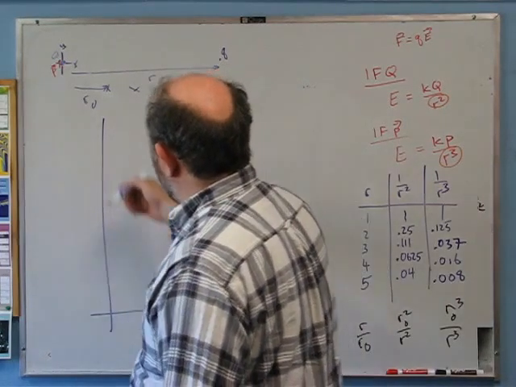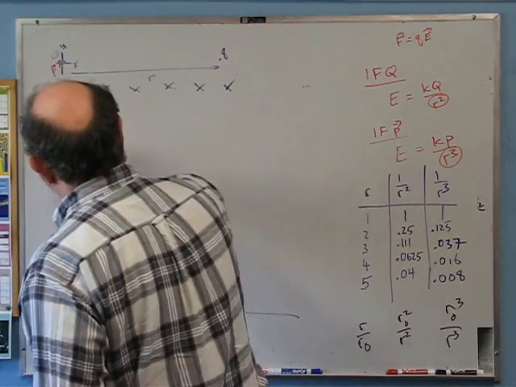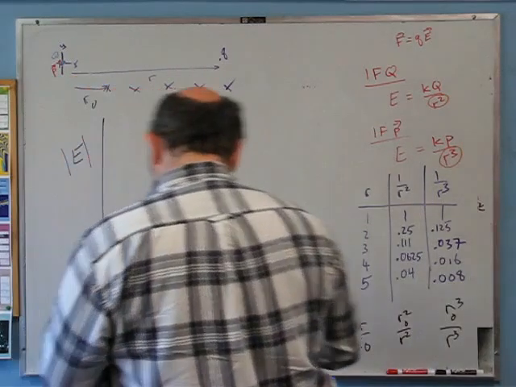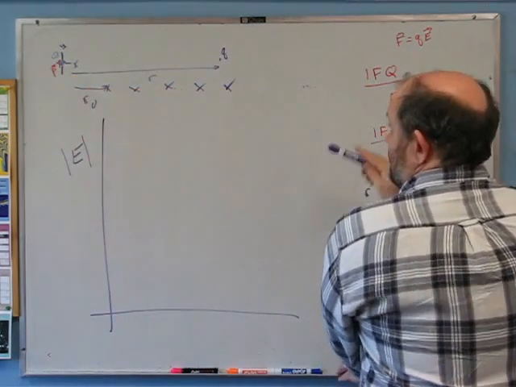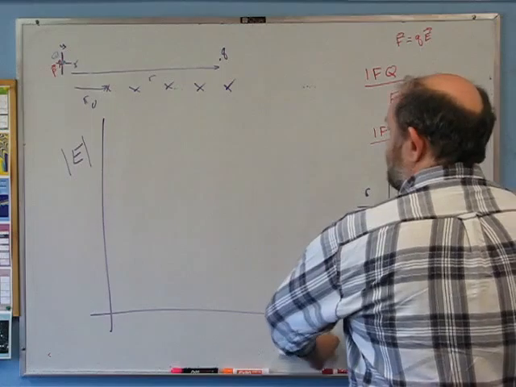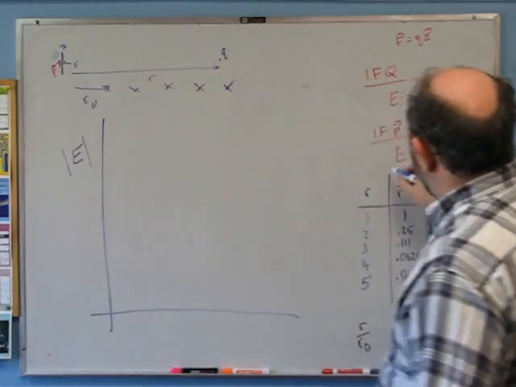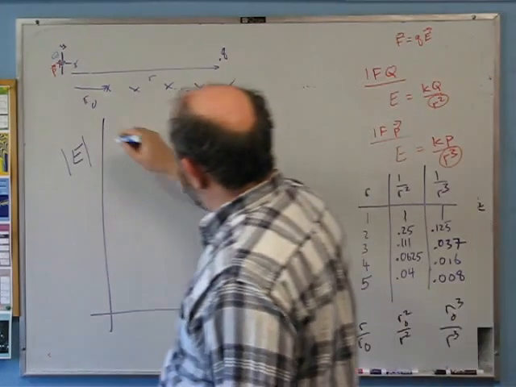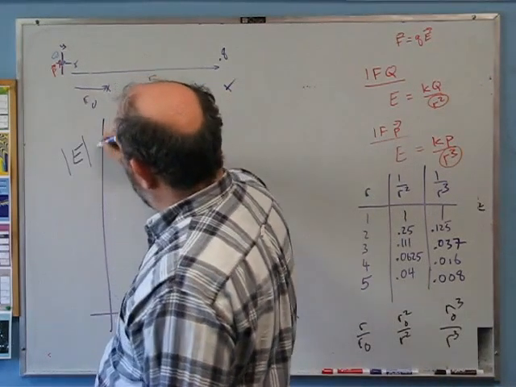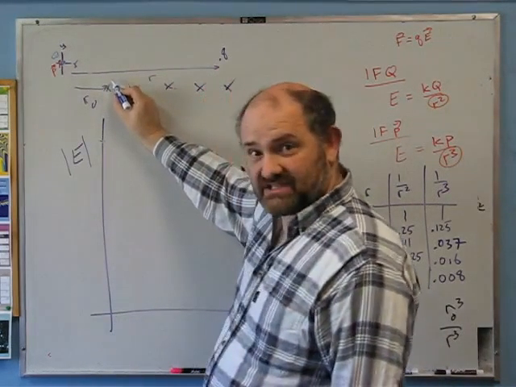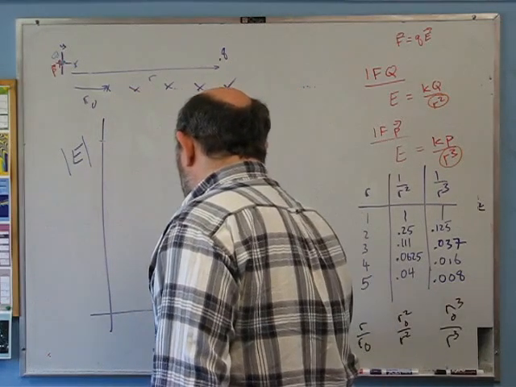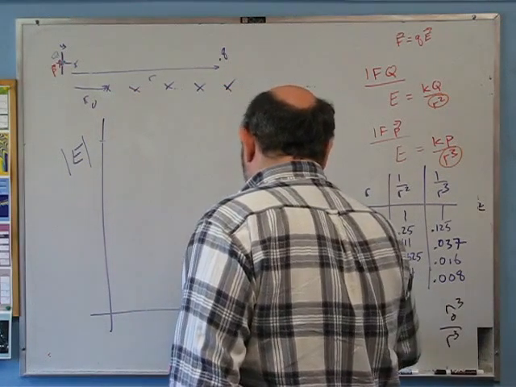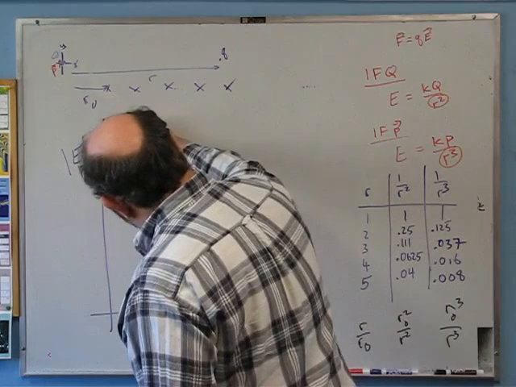And so what I'm going to plot is just the strength of the electric field. Let's just start with the case of a point charge Q, so I'll plot that one in blue. We know the electric field is going to be proportional to 1 over r squared. So I'm going to scale this so that this is whatever the electric field happens to be there. And we're going to go 1, 2, 3, 4, 5. All right, so that's this.